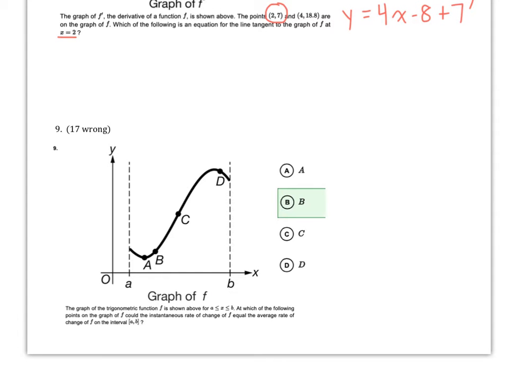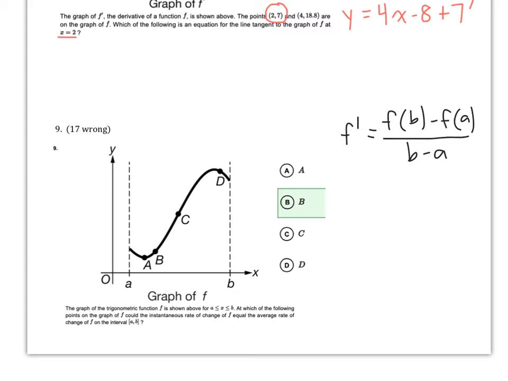The next question, and this was the most missed, was number 9, where we're given the graph of a trig function shown from the interval a to b. At which of the following points on the graph of f could the instantaneous rate of change of f equal the average rate of change? So remember, instantaneous rate is the slope of the line tangent to the curve. So that's just f prime, right? So we want to know when f prime equals the average rate, f of b minus f of a over b minus a.